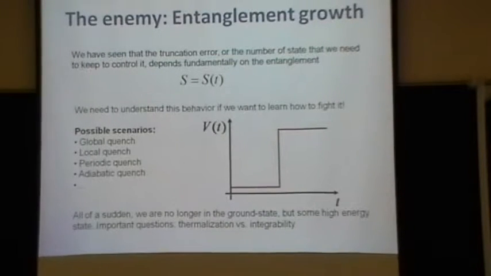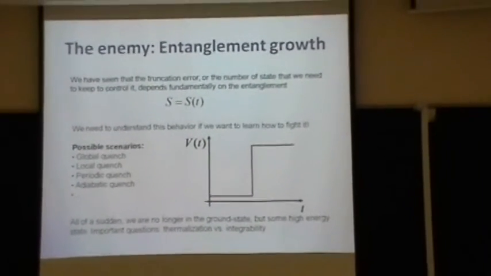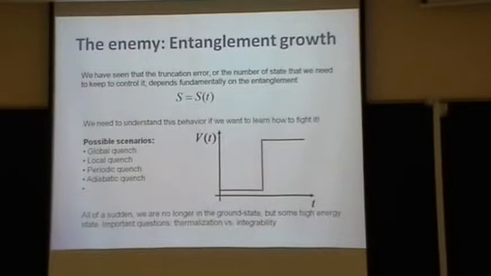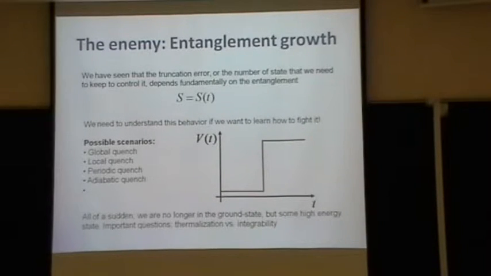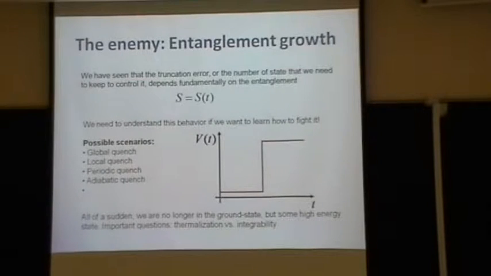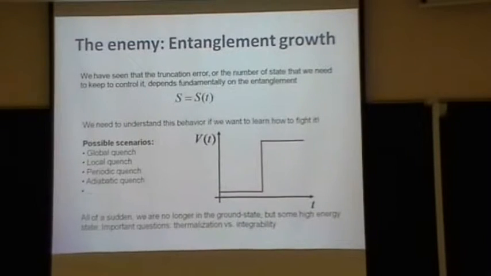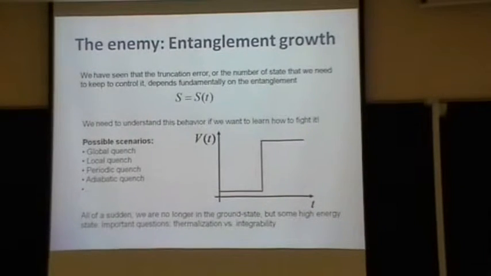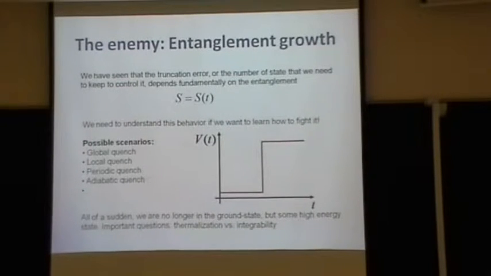One observation: when we do a sudden quench, unless we are doing an adiabatic quench, all of a sudden we are no longer in the ground state. We are in some highly excited state of the new Hamiltonian. There are many questions that arise in such a situation. For instance, is the system going to thermalize? Is it going to relax and equilibrate to some state? Is this state going to be described by some statistical ensemble? How does this relate to integrability, whether the system is integrable or non-integrable? This is also a very important question that people are working on, and there have been some very interesting developments recently, with some papers by Rigol and Olshanii and others.